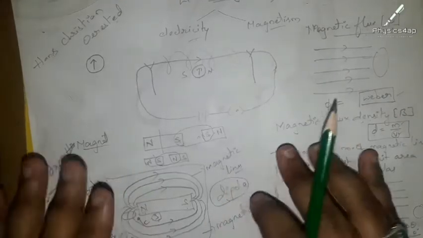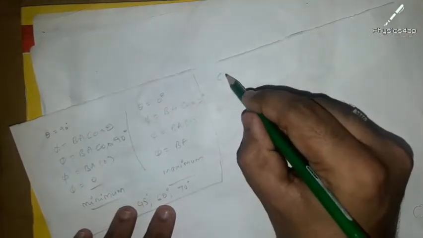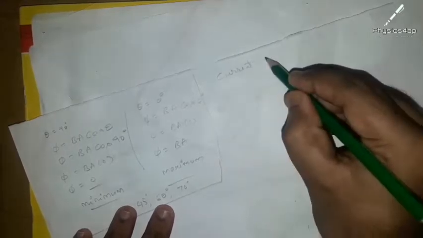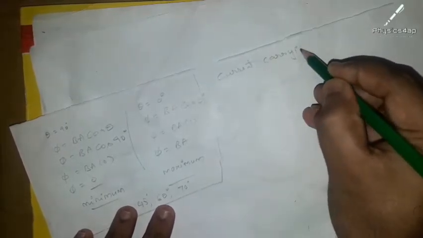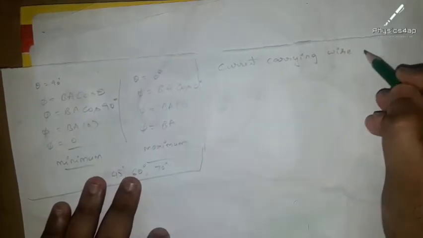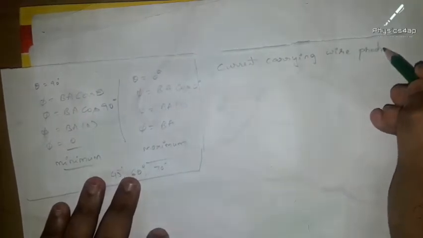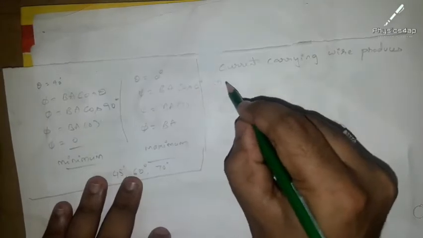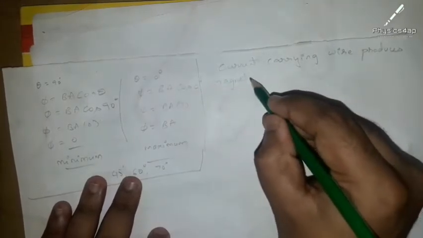Now coming to the next part, the magnetic lines around a straight wire. Now, a current carrying wire produces a magnetic field.